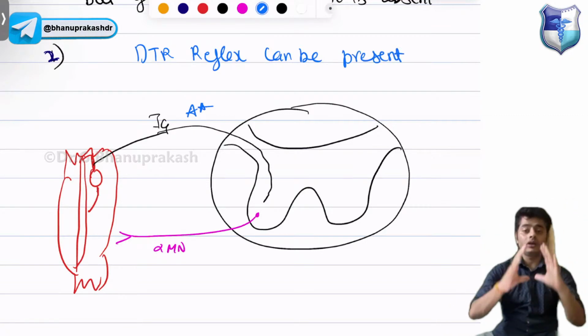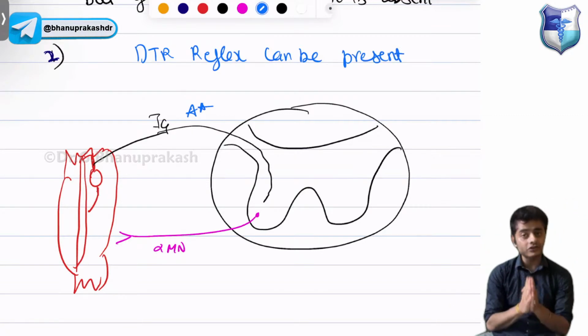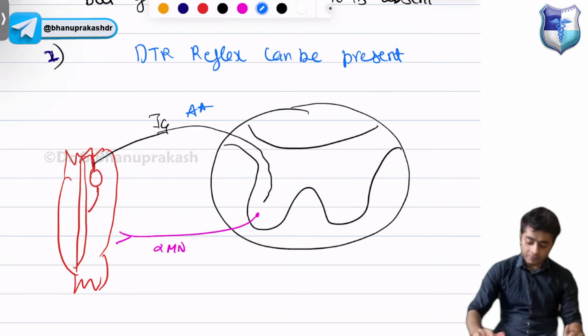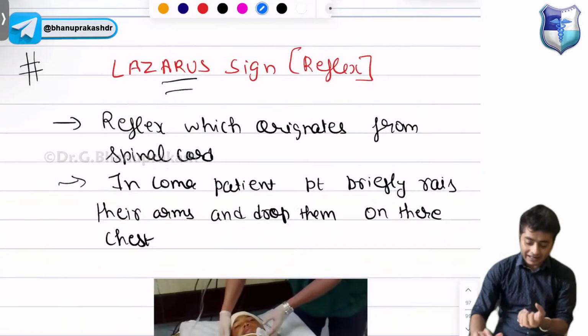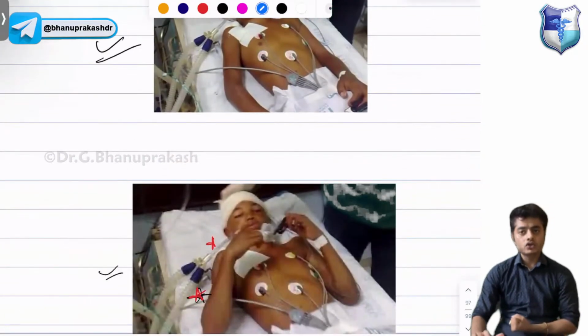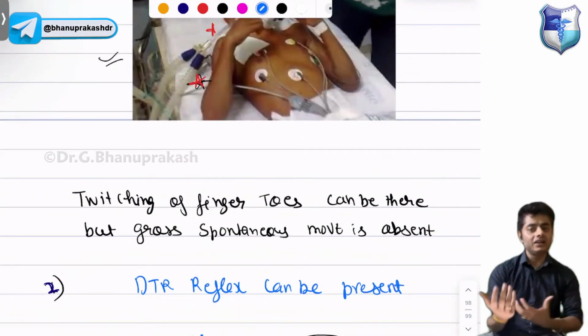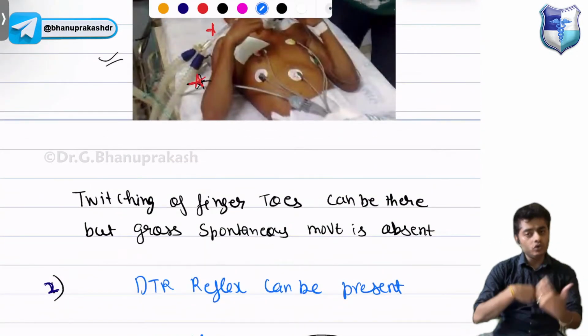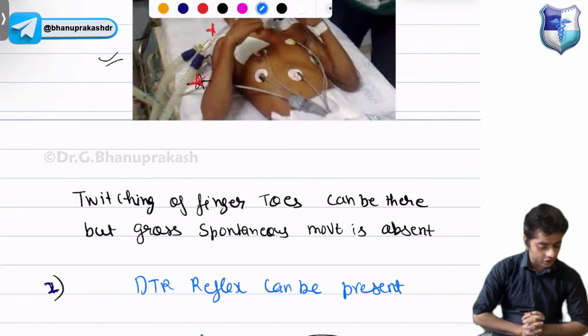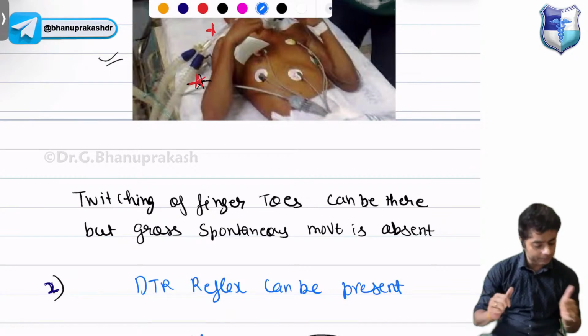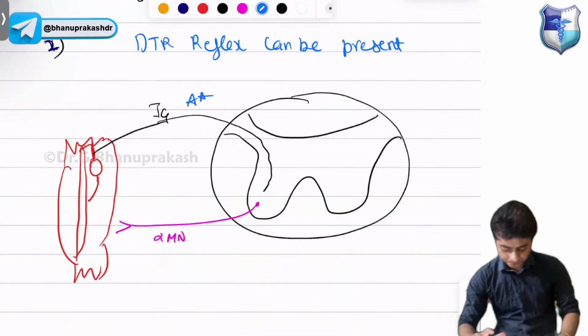So you have to tell all these things to the patient's attendants or relatives, that deep tendon reflexes can be present also. Normal twitching can be there. This Lazarus sign or reflex can be there. So you don't have to confuse it with other things. The patient is brain dead, but due to an intact spinal cord, these reflexes can be present. Okay, everyone, got this concept?